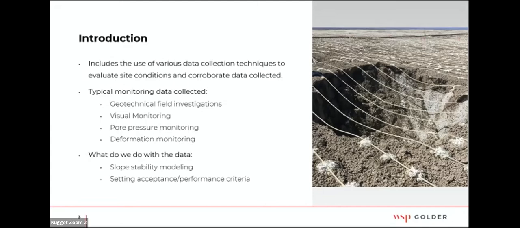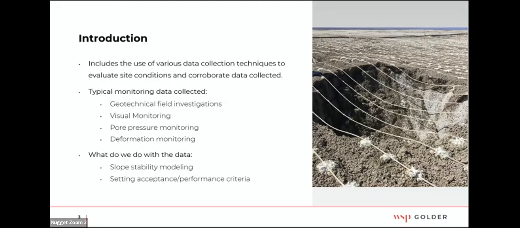But the key is to feed that data back into the original design models for slope stability and ask: do the two match? Do your new data match the assumptions that were used in design, or do you have a problem, or maybe it's operating better than had originally been predicted? You want to take that data and put it back into slope stability models.